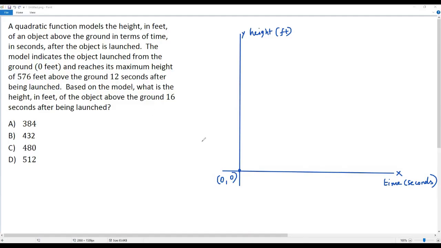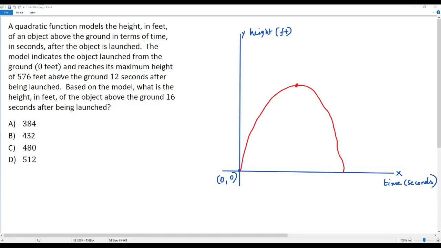And we know that whenever an object is launched above the ground, the path of the object will be a parabola like this. Here we get a vertical parabola which opens down. So the object travels upward and reaches a maximum height over here. Then it starts coming down.